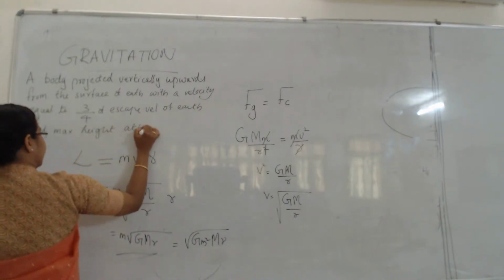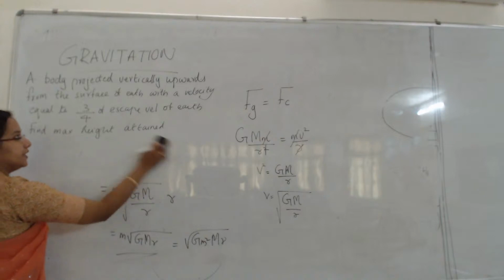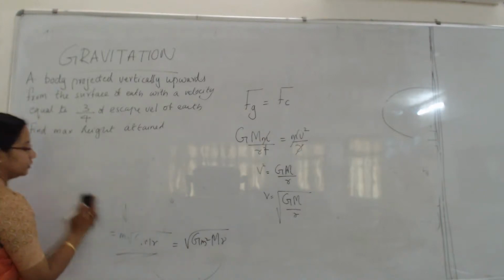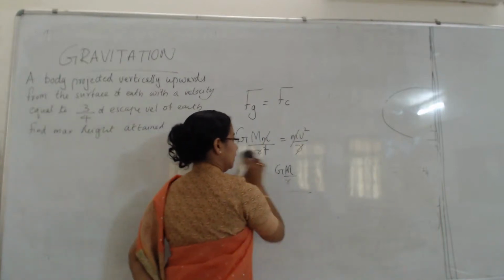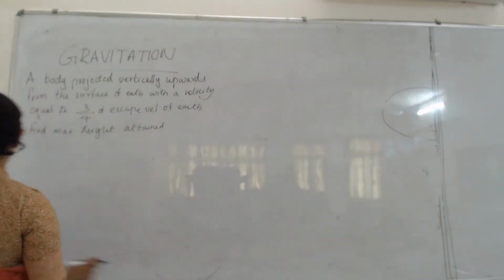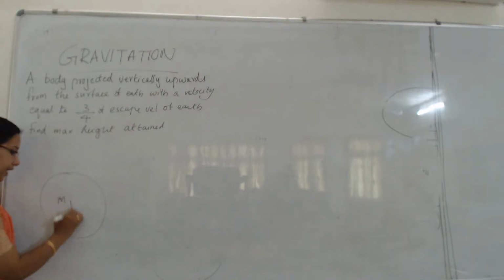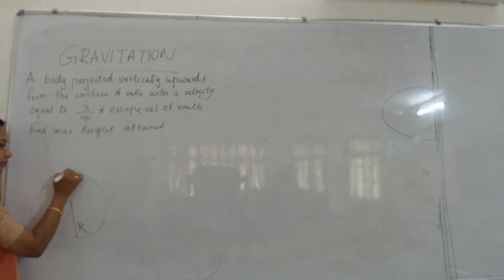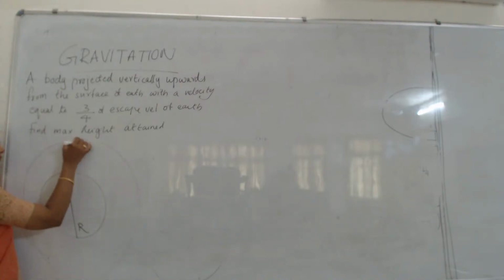This type of question is very important for all the competitive exams. A body is projected vertically upward from the surface of Earth with a velocity equal to 3/4 of escape velocity, and we should find the maximum height it reaches. Assume this is our Earth, mass of Earth is M, the radius is R. From here we are projecting a body. Assume that it reaches here. This height is h. I should calculate this height.